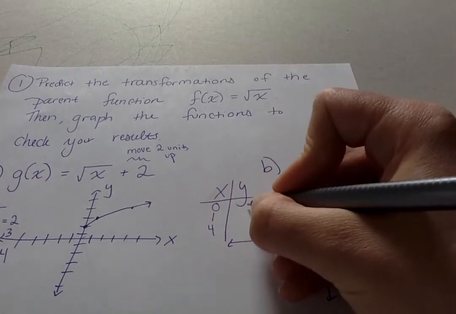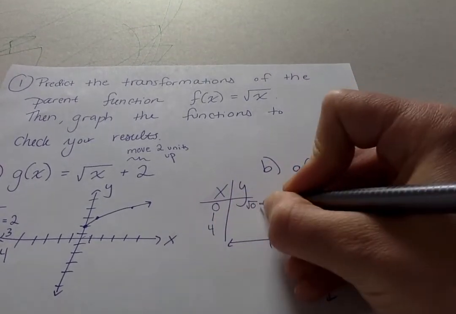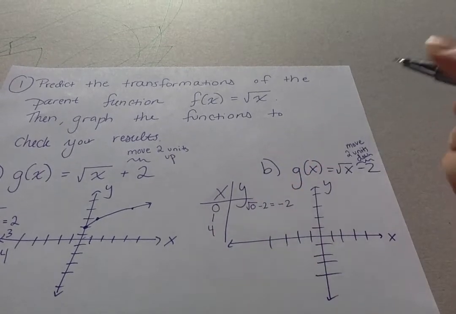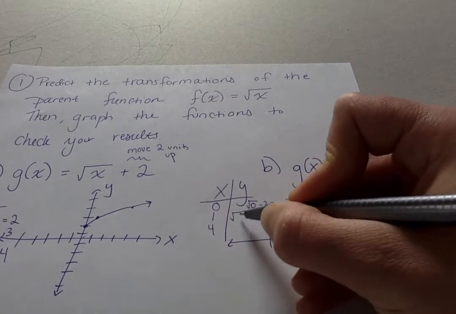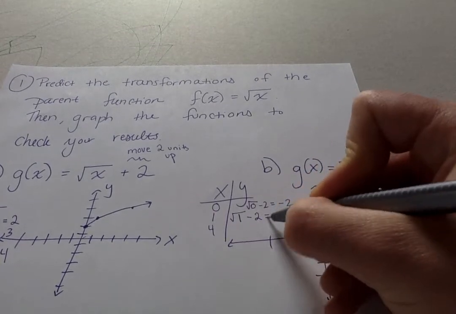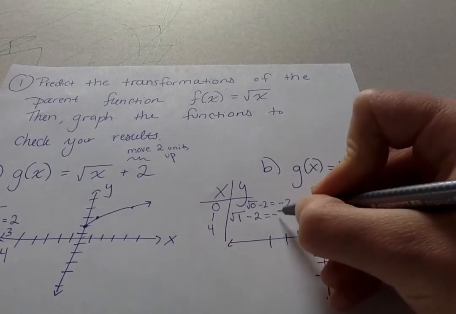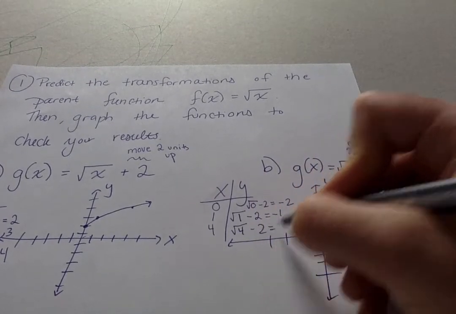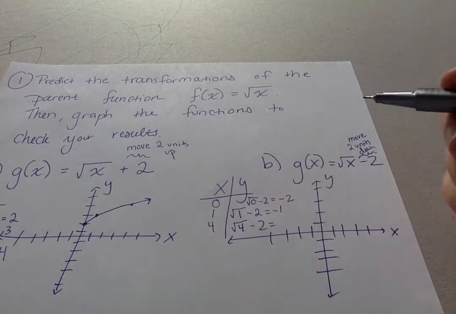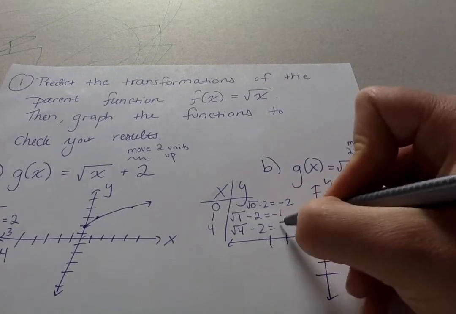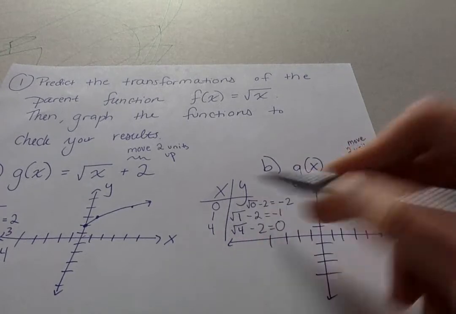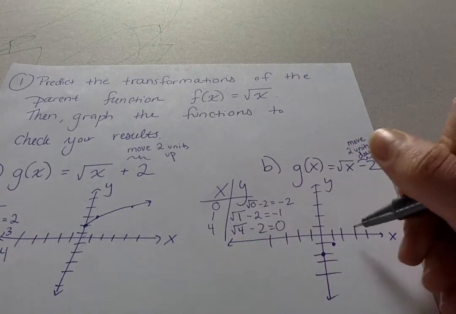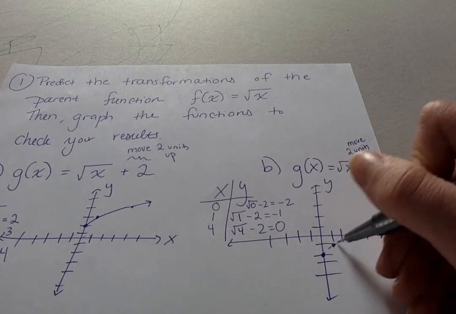So I put in the square root of 0 minus 2, and I get 0 minus 2, or negative 2. I put in positive 1. I do the square root of 1 minus 2, which is 1 minus 2, or negative 1. And then I put in the square root of 4 minus 2. The square root of 4 is a positive 2. We're assuming the square root is positive here. We subtract 2 and I get 0. Now I plot 0, negative 2, 1, negative 1, and 4, 0, and I connect my points.